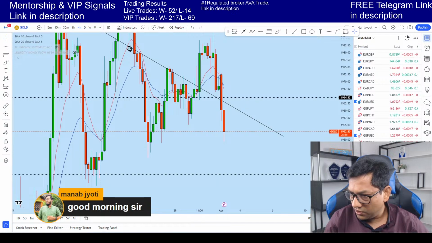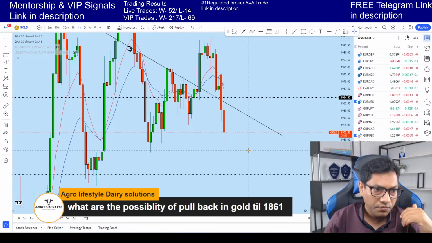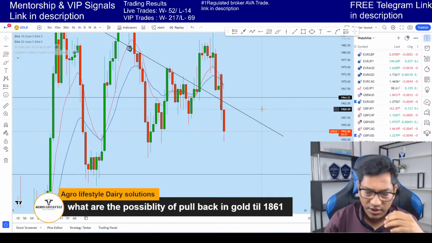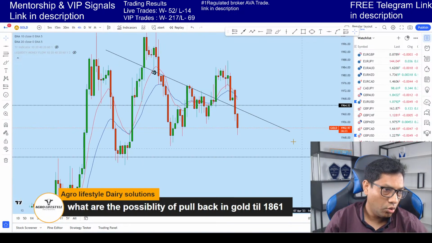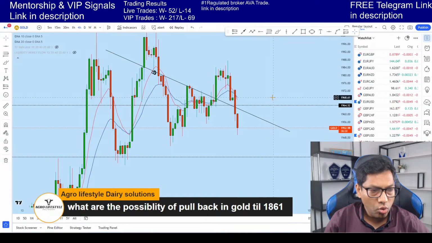So what are the possibilities to pull back? There is still a probability to pull back to that level. Any break of this 1960 level, I'll be waiting for a selling opportunity. I think there could be, or even it could go to test the doji here.